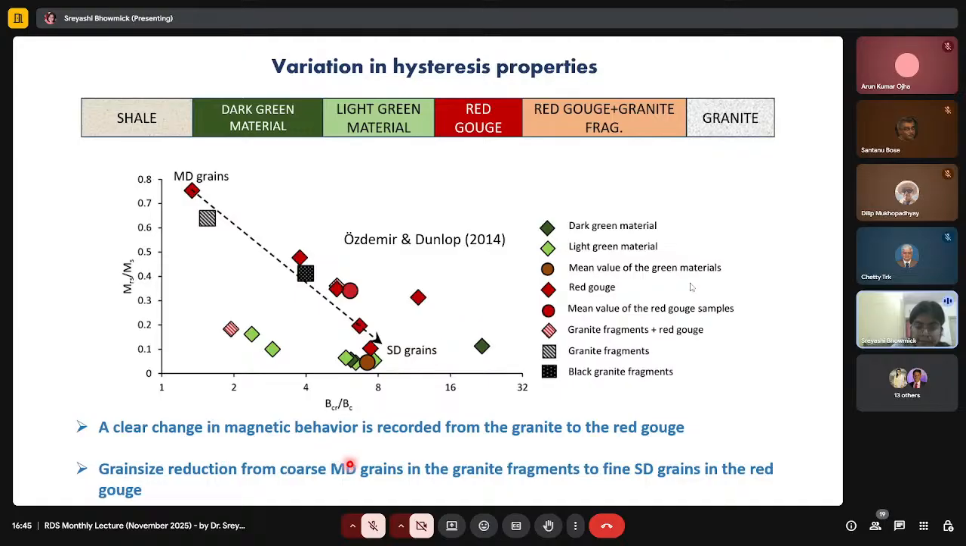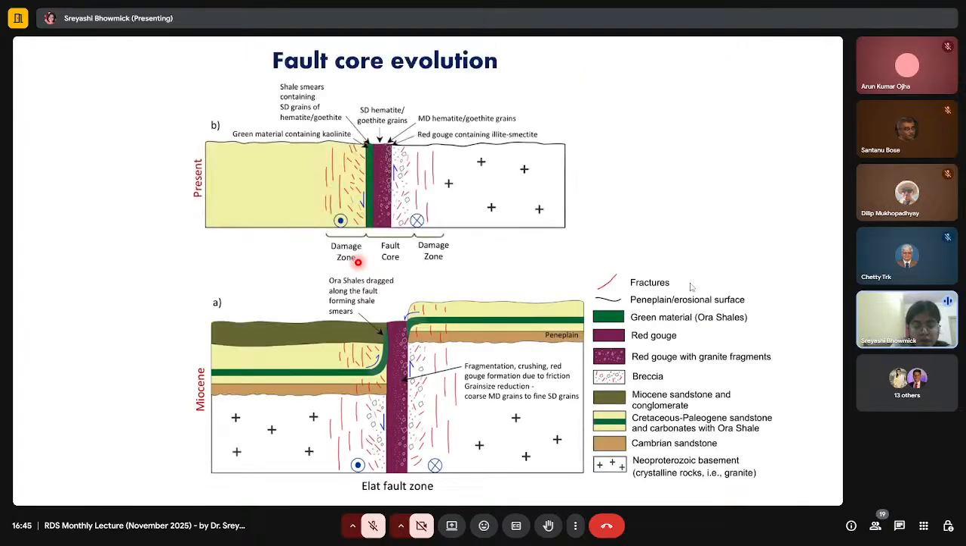A clear change in the magnetic behavior is recorded from the granite to the red gouge, which indicates grain size reduction from coarse MD grains in the granite fragments to fine SD grains in the red gouge. This is attributed to shearing or the faulting process. We use these magnetic properties, our findings, to propose this model. This is also supported by the isotopic data, but I wanted to keep it short, so I did not include that. Overall, we could find that this red gouge is formed from the granitic blocks, and this is a product of faulting. And this is related to the Miocene faulting.